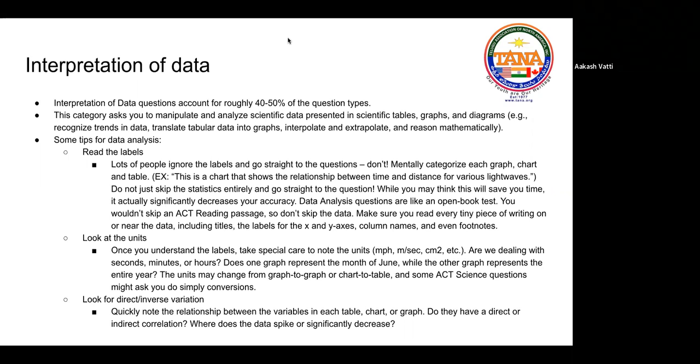Look for direct and inverse variation. Quickly note the relationship between the variables in each table, chart, or graph. Do they have a direct or indirect correlation? And where does the data spike or decrease significantly?